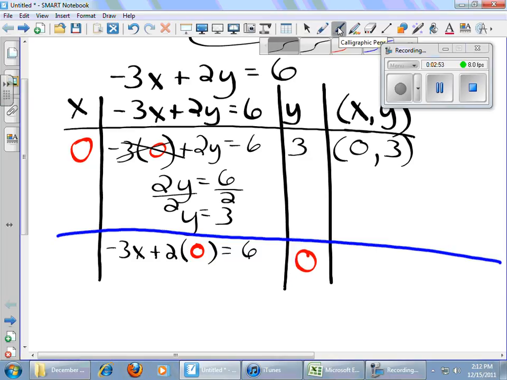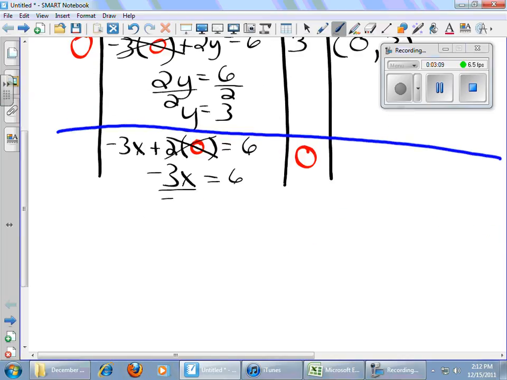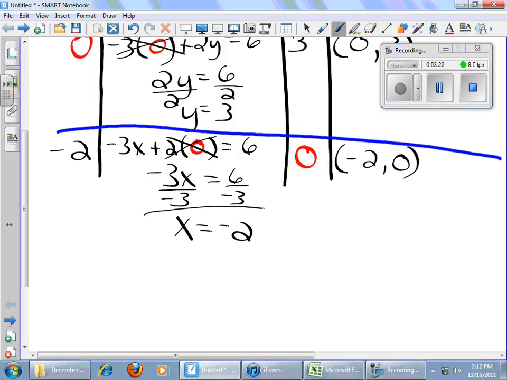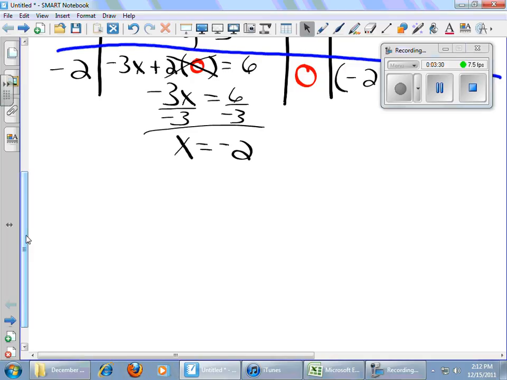All right, I know that 2 times 0 is going to turn to 0. That's just like canceling out. Negative 3x plus 0 will be 0. So if I simplify my left-hand side, I get negative 3x equal to 6. The x is not alone. I need to divide by negative 3 on both sides, and I will come up with x equaling negative 2. All right, I'll put that in over here, and I know now that negative 2, 0 is on my line. Okay, so I have 2 points that are on my line. All right, we'll go down to a third point.